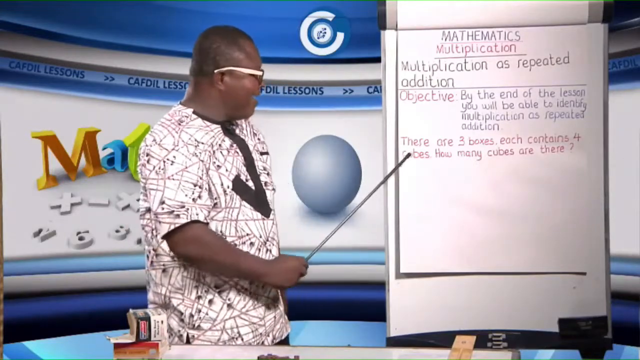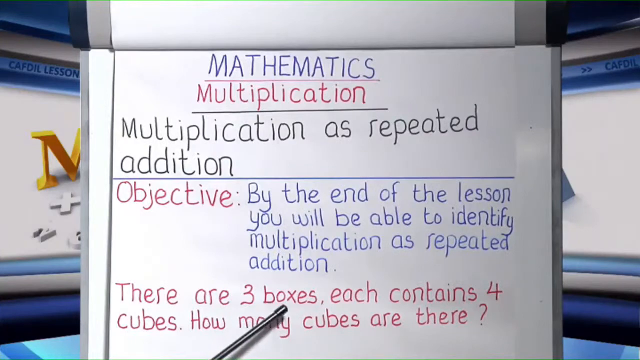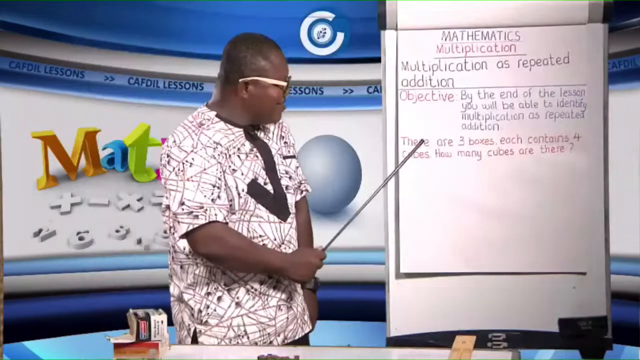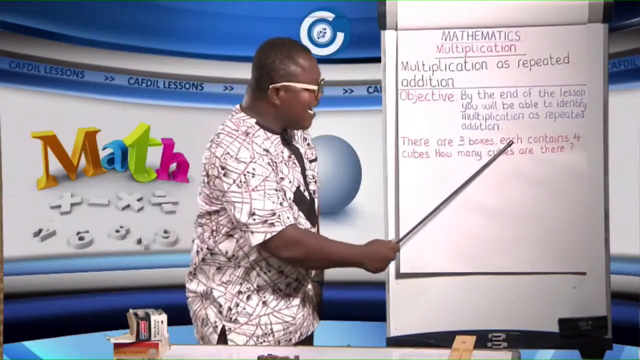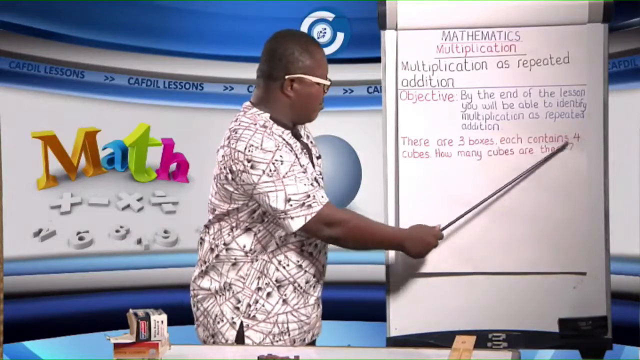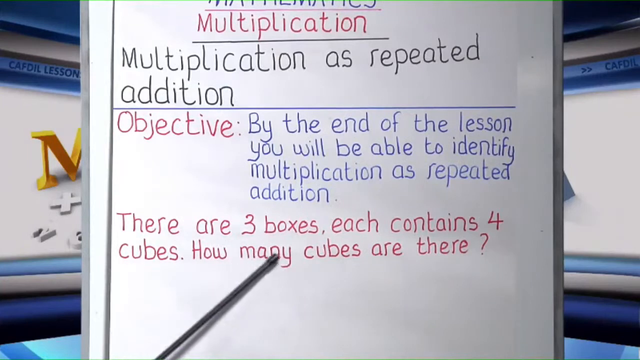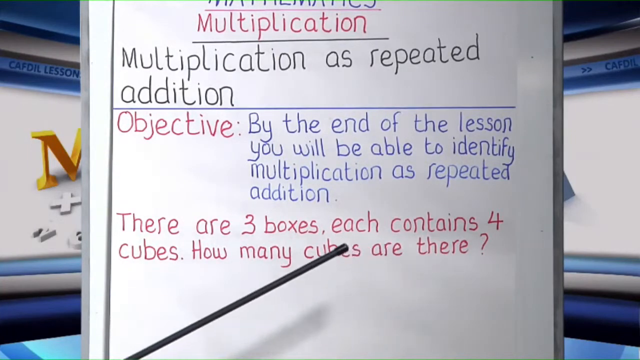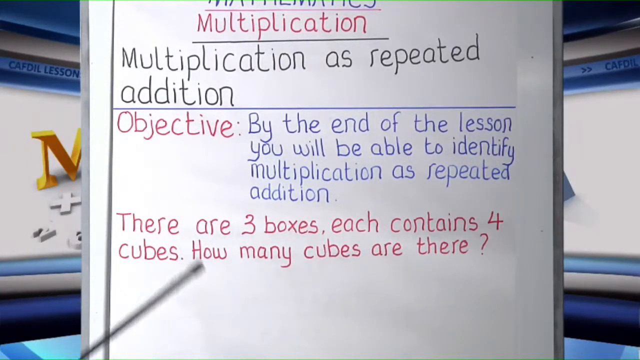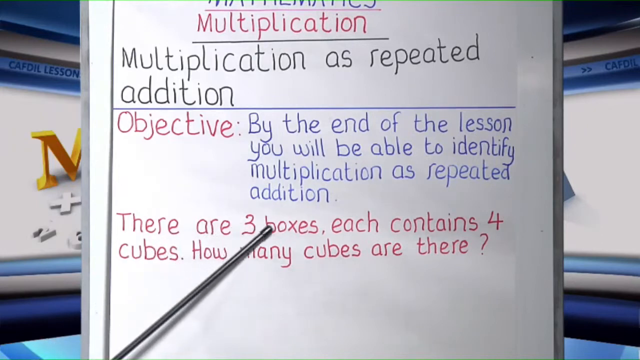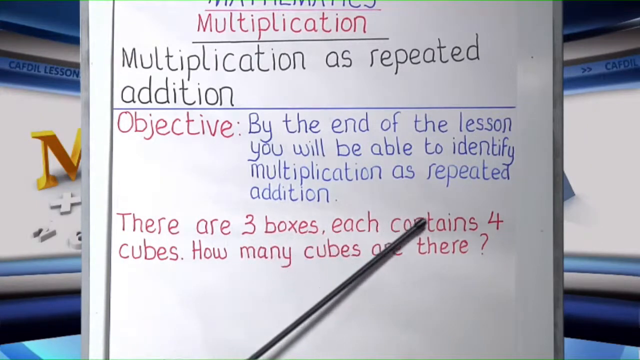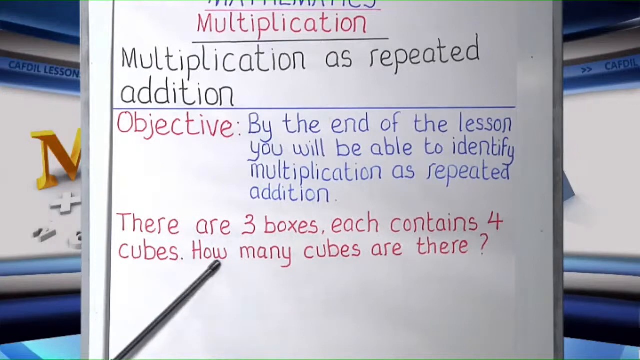Now let's look at something I've written here. There are three boxes. Each contains 4 cubes. How many cubes are there? I take it again. There are 3 boxes. Each contains 4 cubes. How many cubes are there?